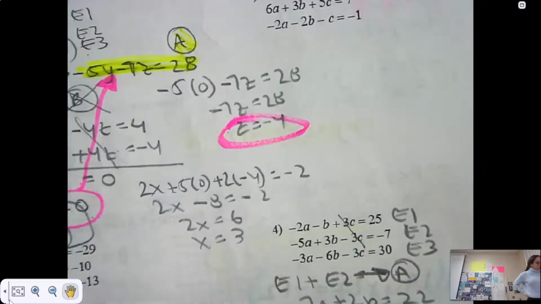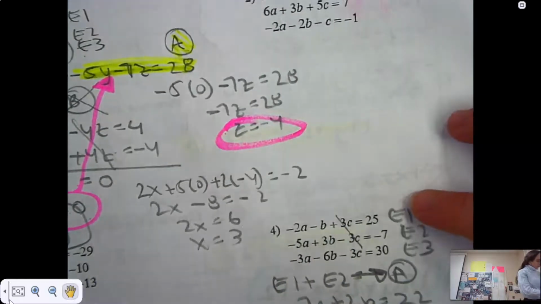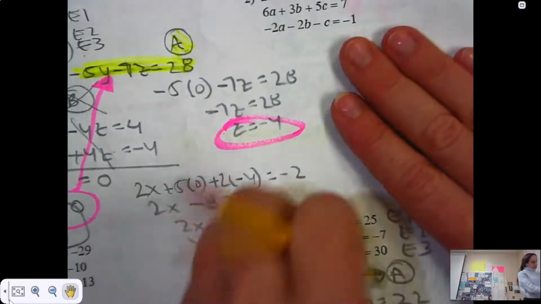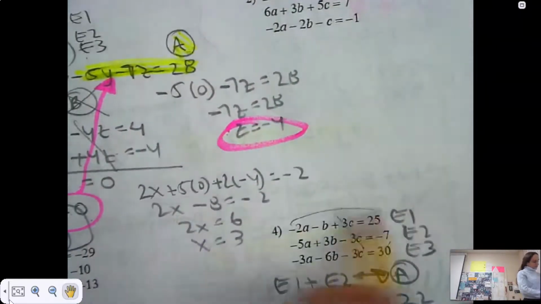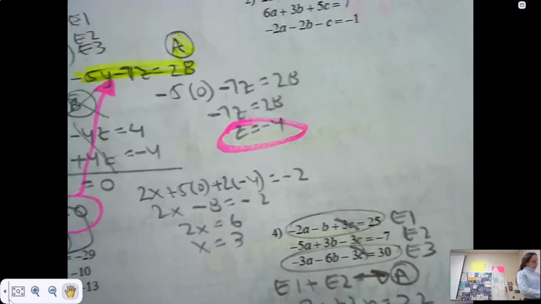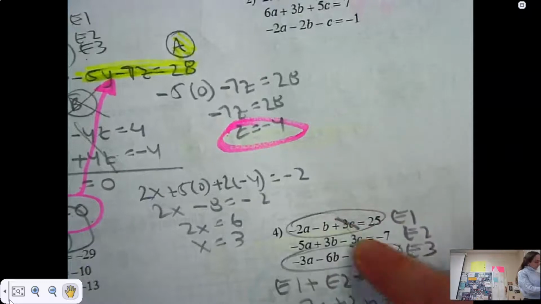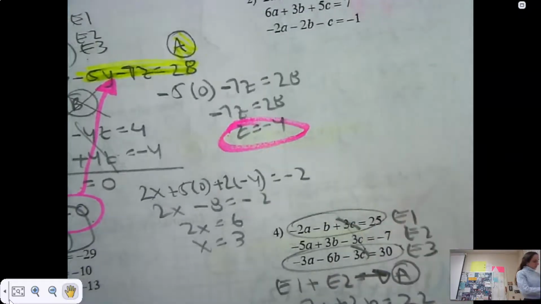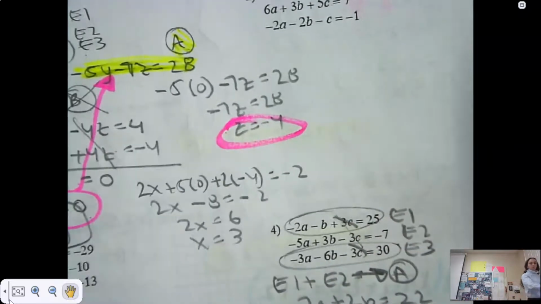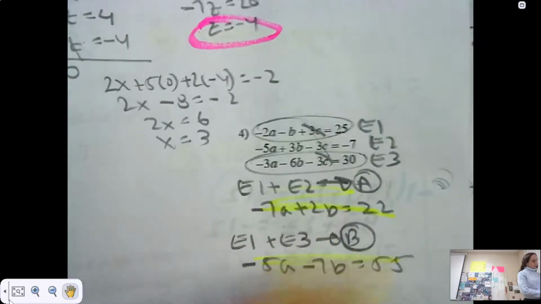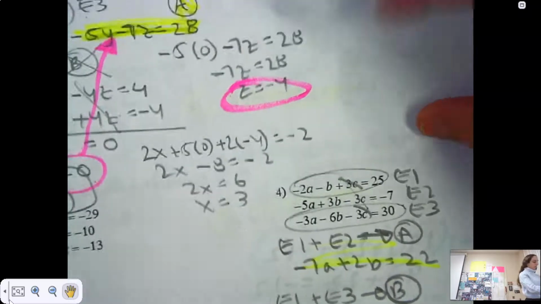So now if I got rid of, oh, you know what I'm going to do now? I'm going to do E1 plus E3, and that'll give me my B. Because look at, if I go E1 plus E3, it gets eliminated also. So negative 5A minus 7B equals 55. Now I've created my new A and my new B, and I'm going to solve this system, okay?